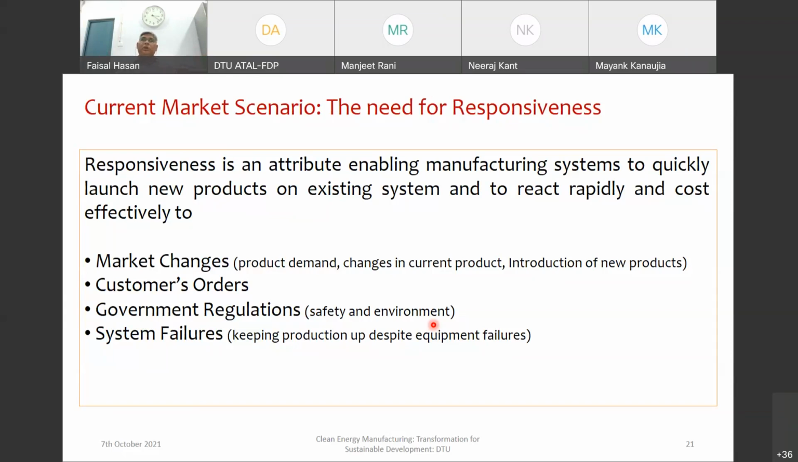Say my system is capable of producing rotational parts: any rotational part I can produce. Say my system is capable of producing just prismatic parts. So this is the idea behind reconfiguration. Instead of talking of unlimited flexibility, we are just talking of some limited flexibility.